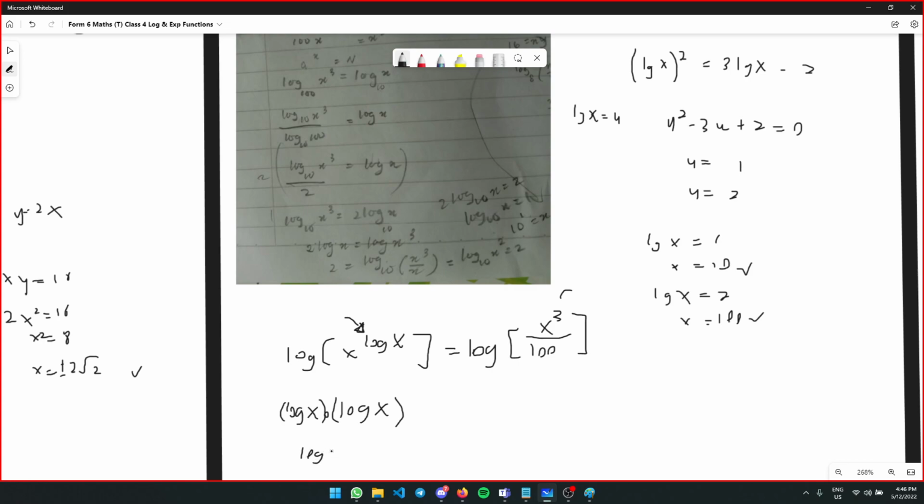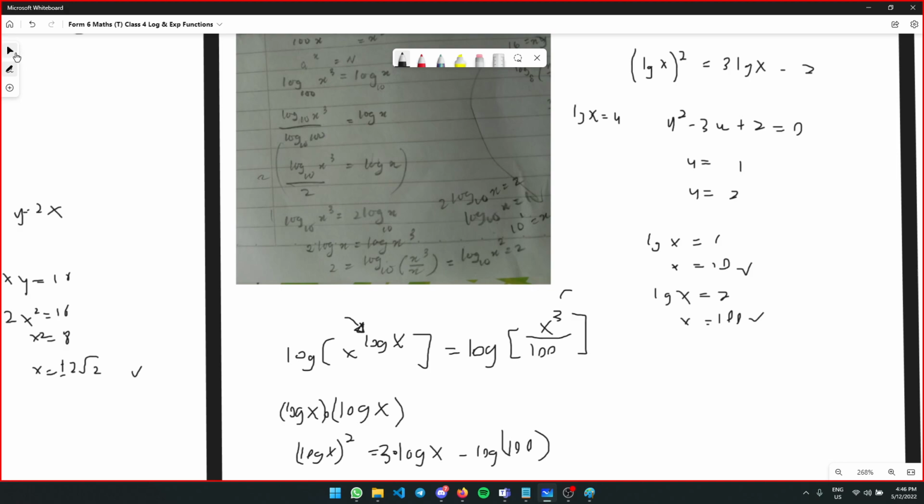So log x squared equals 3 log x, because this 3 goes back to the power of x, and then minus log 100.